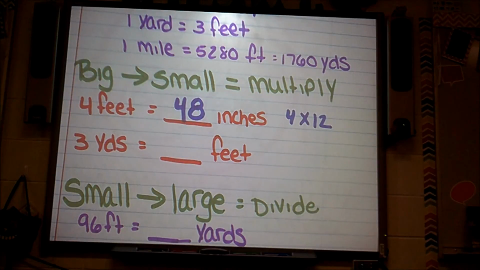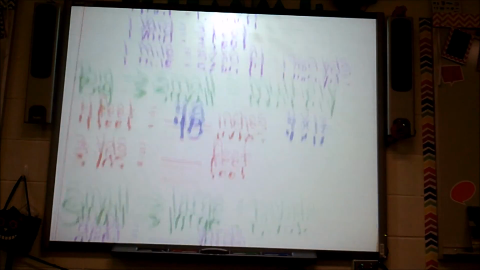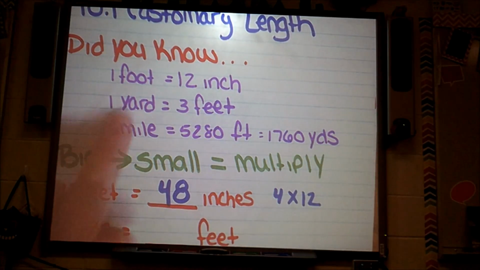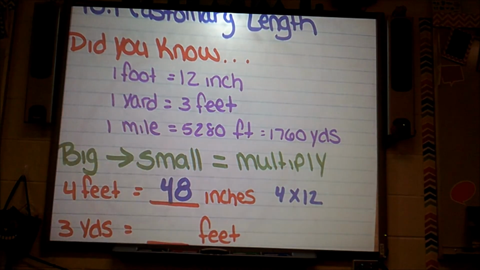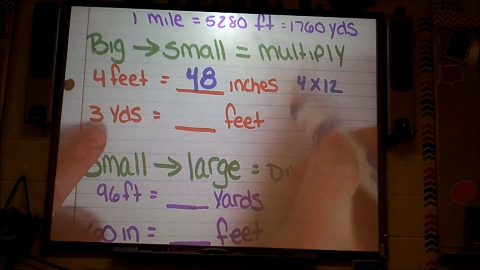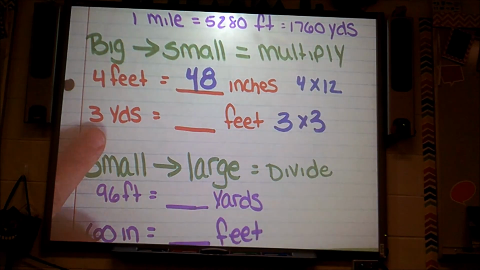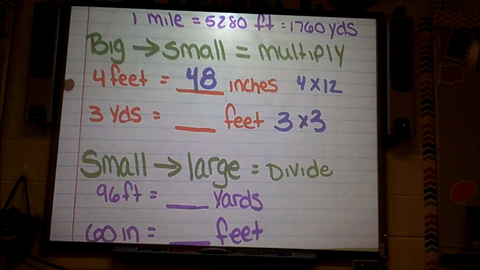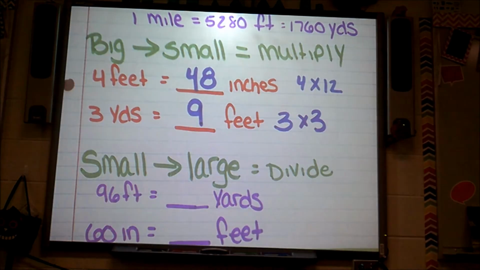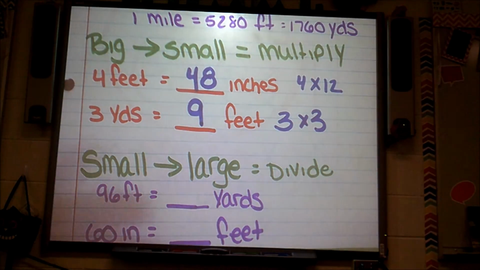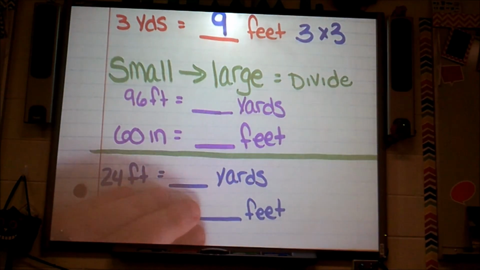So I'm going to multiply my 3 yards by how many feet are in a yard. So I come back up, and I can see that 1 yard is equal to 3 feet. So I'm going to multiply my 3 yards by 3 feet in each yard, telling me that in 3 yards, there are 9 feet.